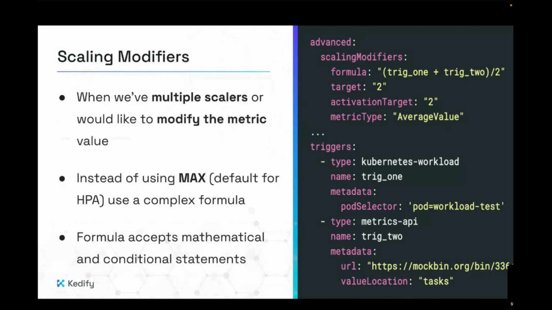This is good, but we would like to have some kind of flexibility here. So maybe we will not use the maximum. Maybe sometimes we would like to use the sum of the metrics or the average. So for that, there are scaling modifiers where we can take every value from different triggers and evaluate it. And we can actually use mathematical formulas or conditions here and have very tricky, long formulas to evaluate the metric and then provide this metric to HPA. It's very powerful and it can help with complex scenarios.